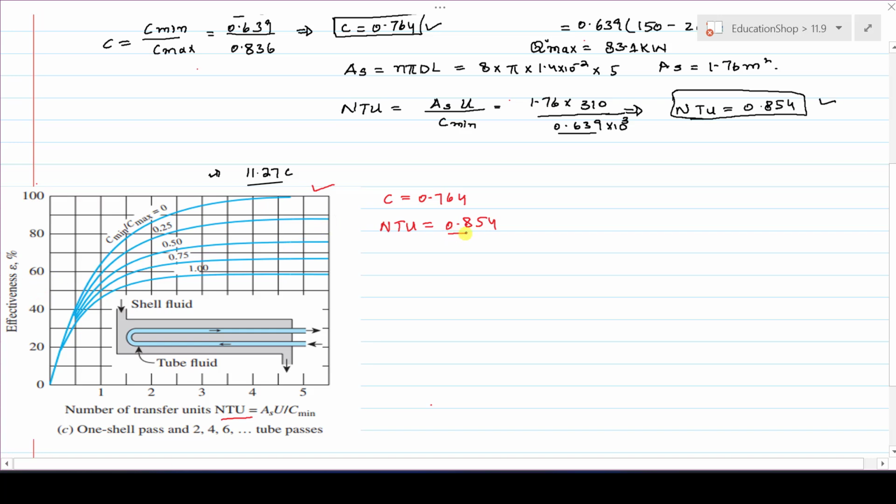Look at this. The NTU value 0.854 will lie here. So here 0 to 1. The mid of 0 to 1 is 0.5 and the mid of 0.5 to 1 is 0.75, and 0.85 lies over here. This is our point. Next is to check where the capacity ratio 0.764 lies. This curve is for the ratio 0.75, so our curve will lie above the 0.75 curve. It will lie over here.